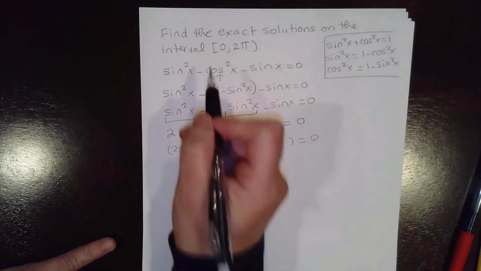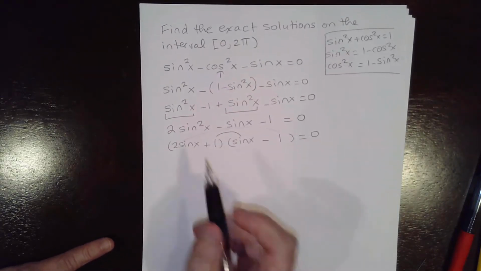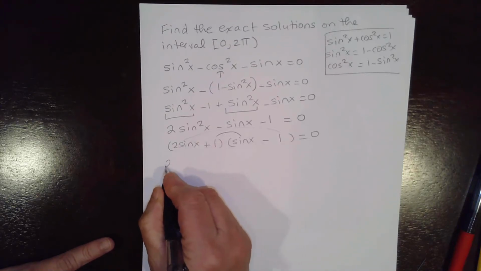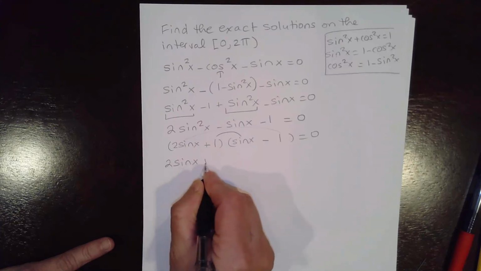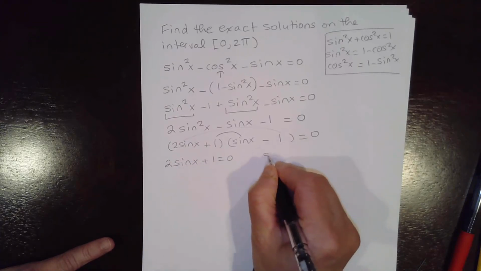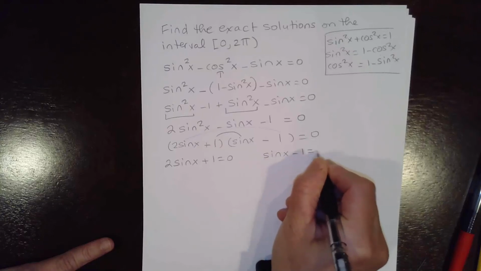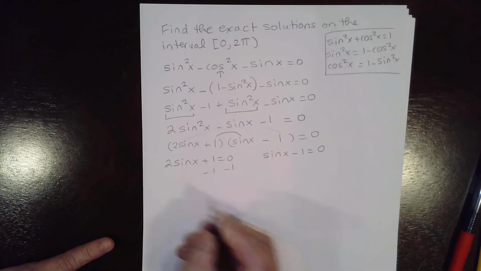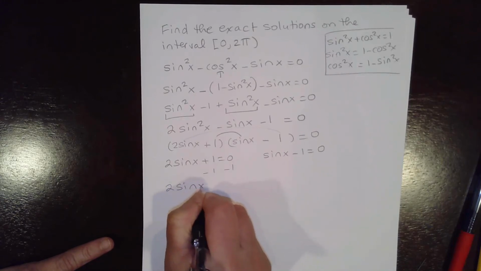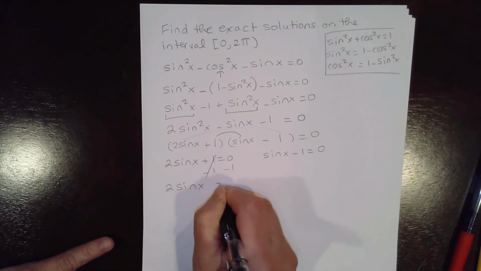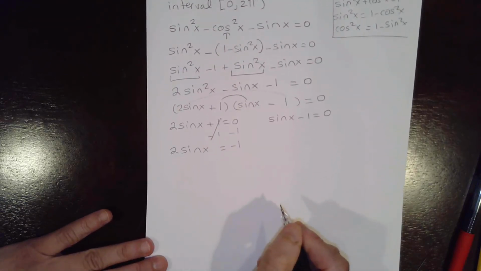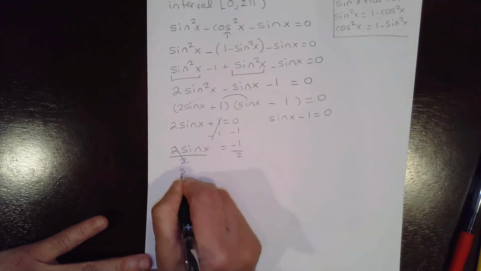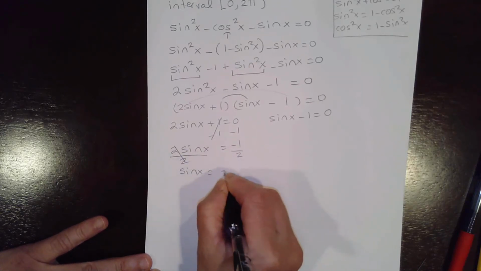Now again, we need to find the exact solution. So now we have to set each factor containing the sine x equal to 0. So 2 sine x plus 1 equal to 0, or sine x minus 1 equal to 0. We subtract 1 on both sides here. So we have 2 sine x, this cancels, equal to negative 1. Okay, so now divide by 2 on both sides. So sine x would give us negative 1/2.